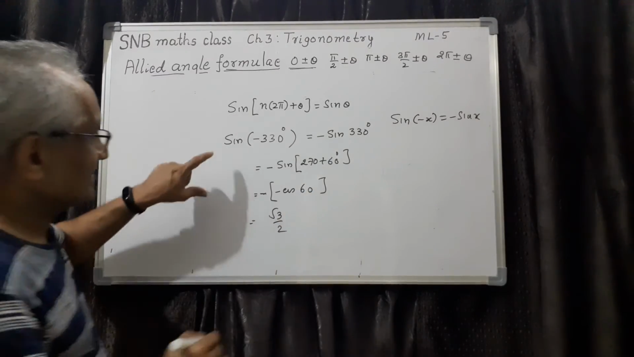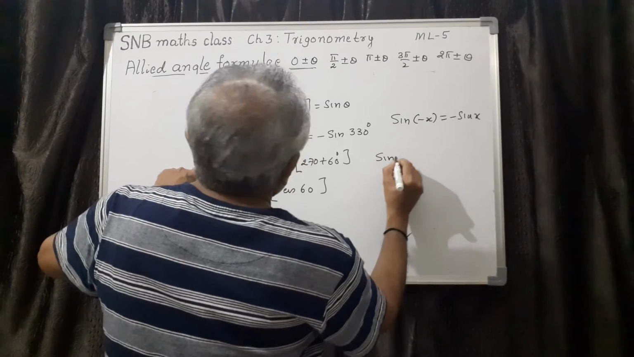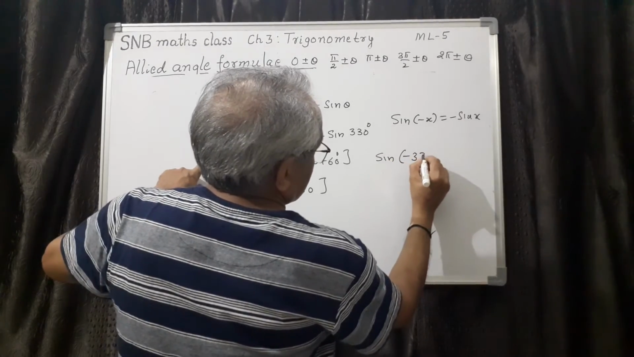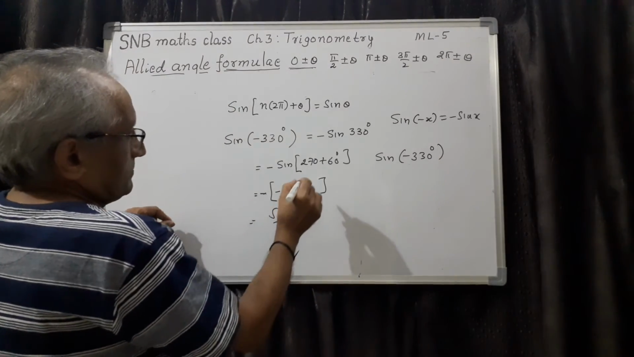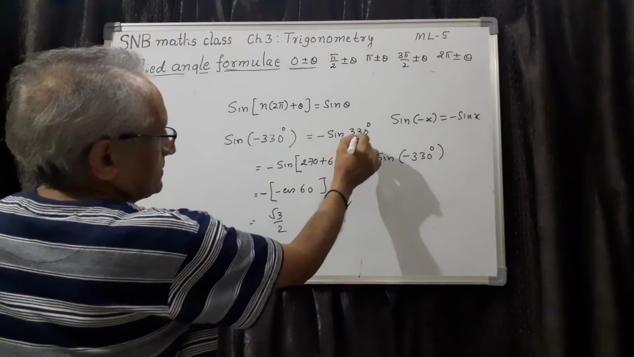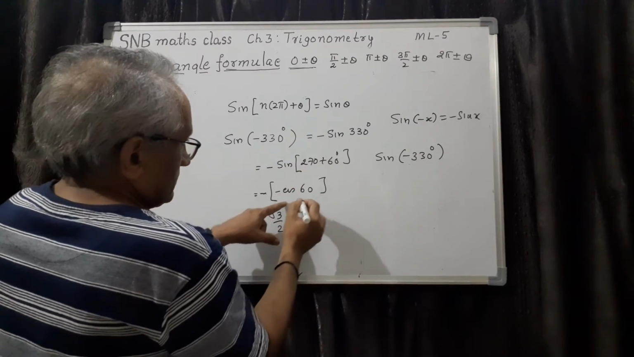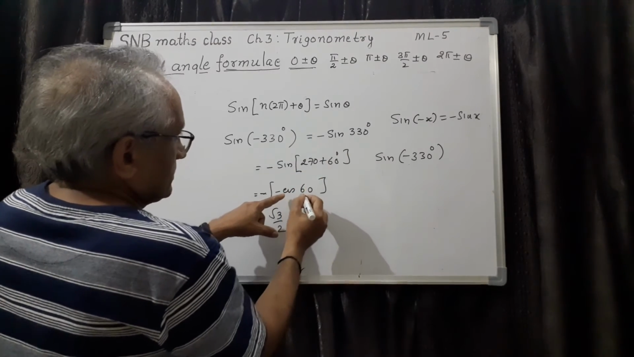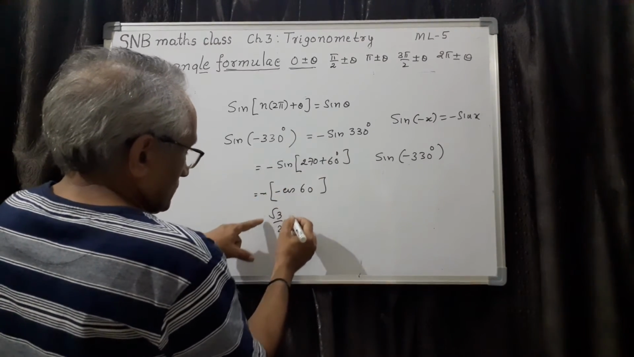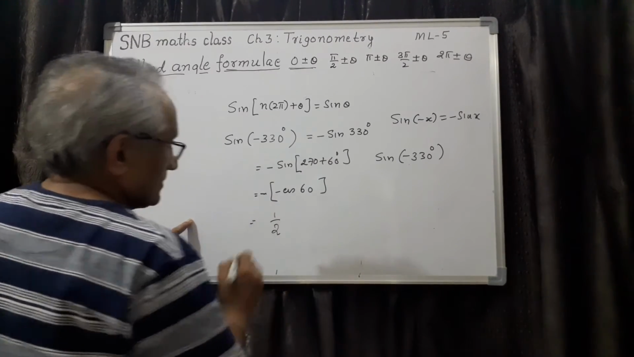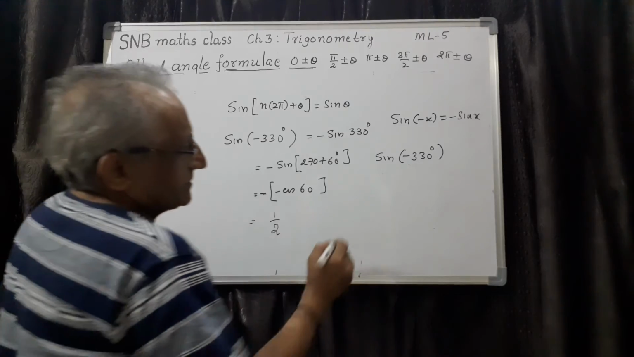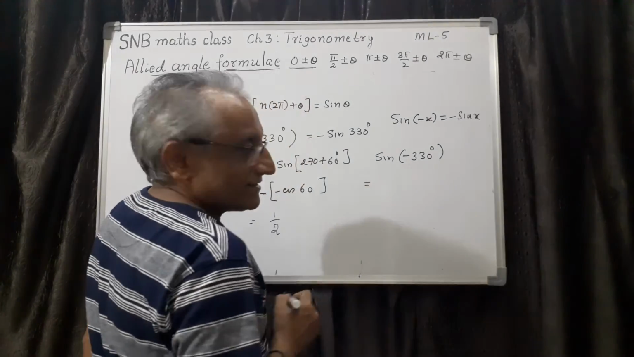Another interesting thing is this. Sine minus 330 can be 270, and this is minus 360. Sine becomes cos 60. I am sorry, here it is half. I made a mistake. This is half. Cos 60. Now here you see, I can also do by another method.